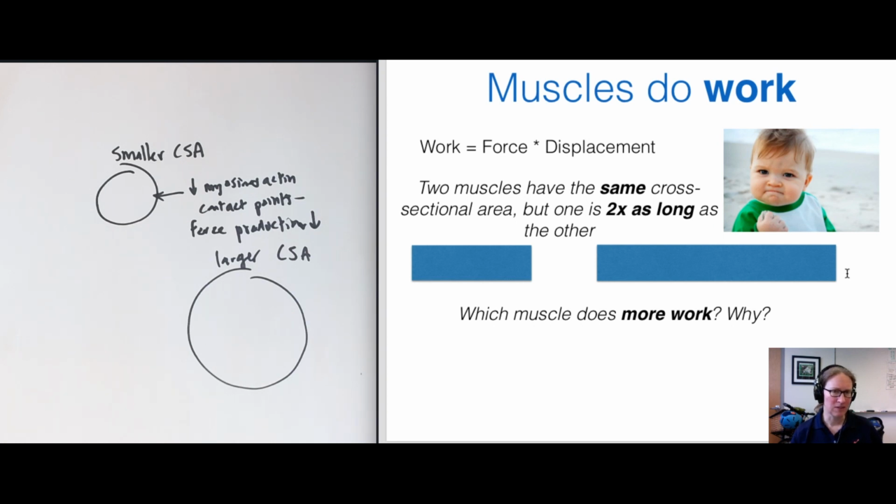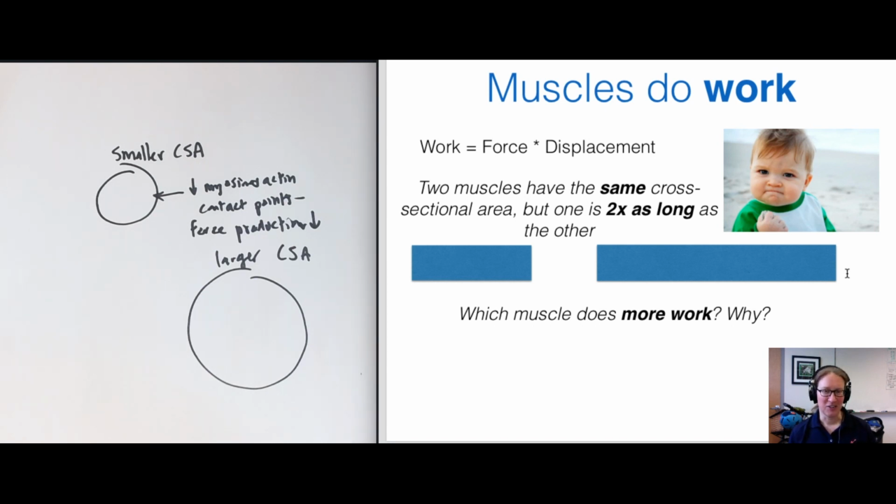So if you have two muscles that have the same cross-sectional area, but one muscle is twice as long as the other, if I were to ask you which of these muscles would do more work and why, I'd suggest taking a second to pause this video and think over which of these you'd expect to do more work and why. And I'll talk about the answer momentarily.